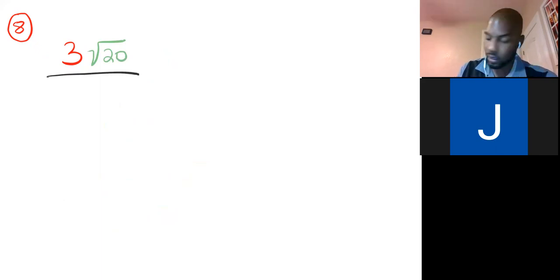All right, now let's try division. Number 8. In number 8, it says 3 times rad 20 divided by a simple 2. All right, how do I do this? Let's see. I'm going to give you 10 seconds to see if you can solve this problem.